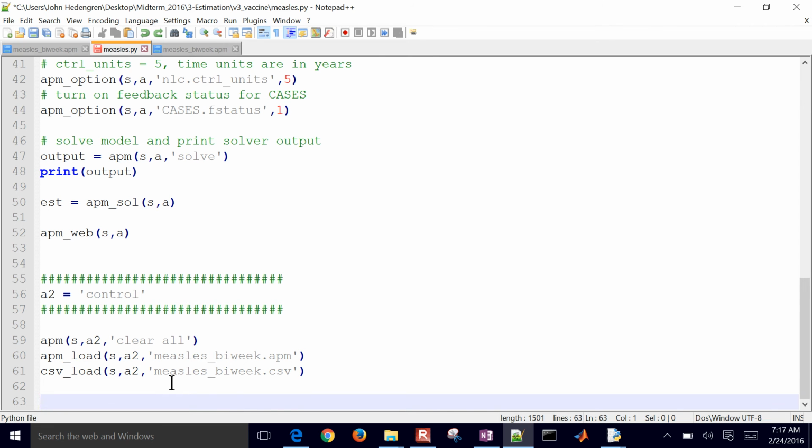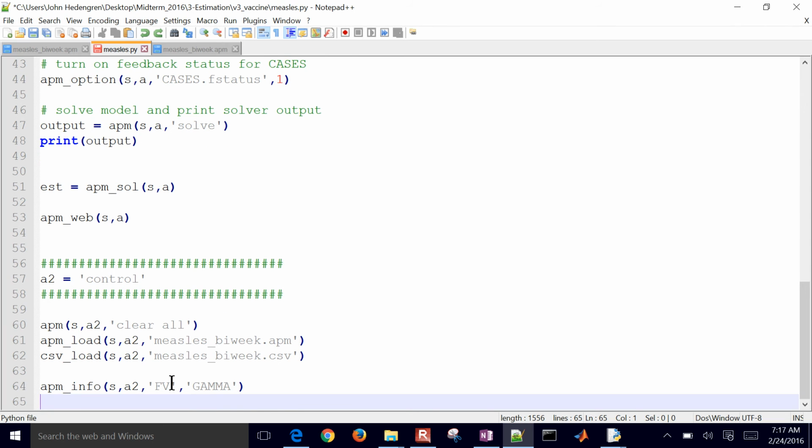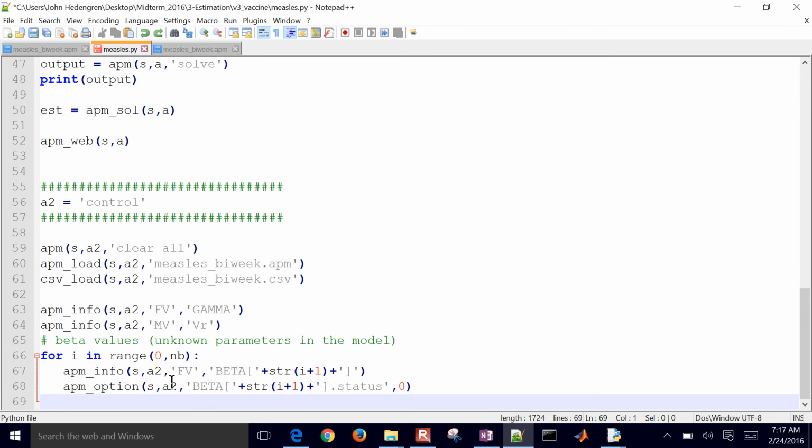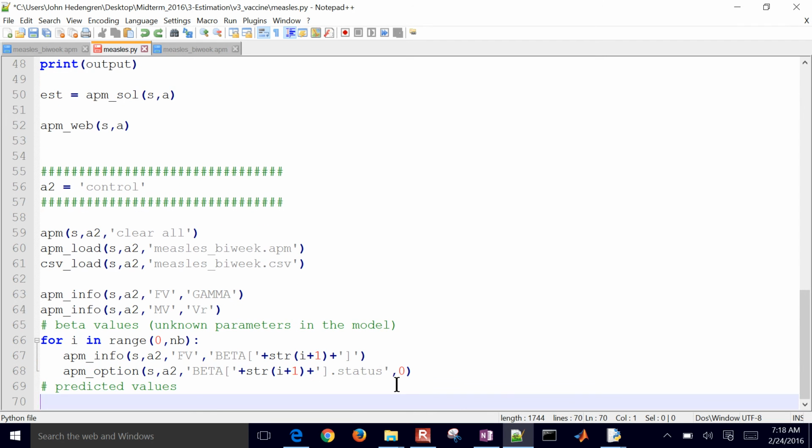We're just going to change a couple options here. So we have our parameter gamma, we have a vaccination rate, which is going to be our manipulated variable now. Okay, and then we have these beta values. We'll just set those as fixed values just like we did for the estimation, but we're not going to estimate them. So our status is going to be equal to 0 for those. So this is just a loop to do all 26 of them.